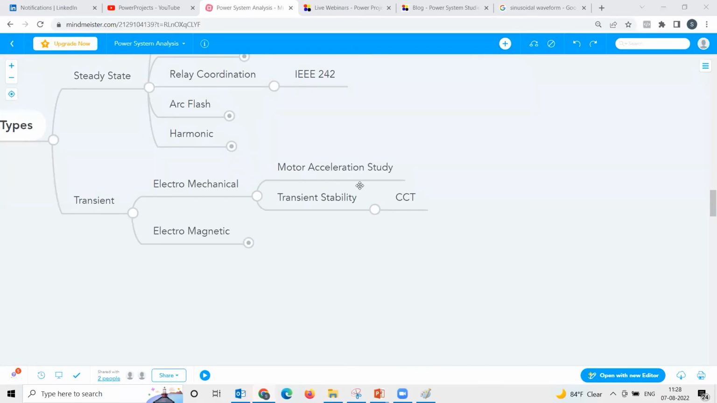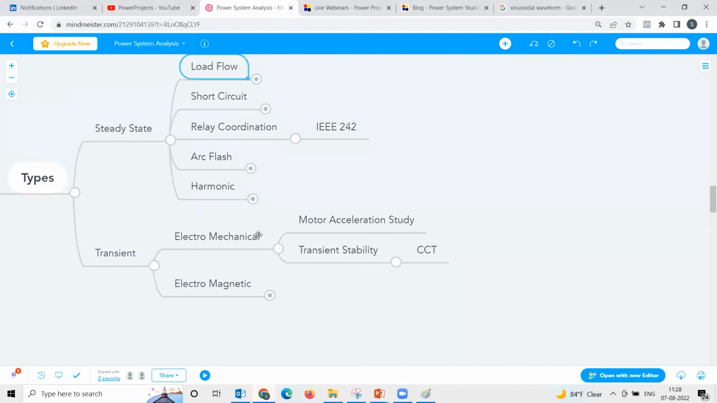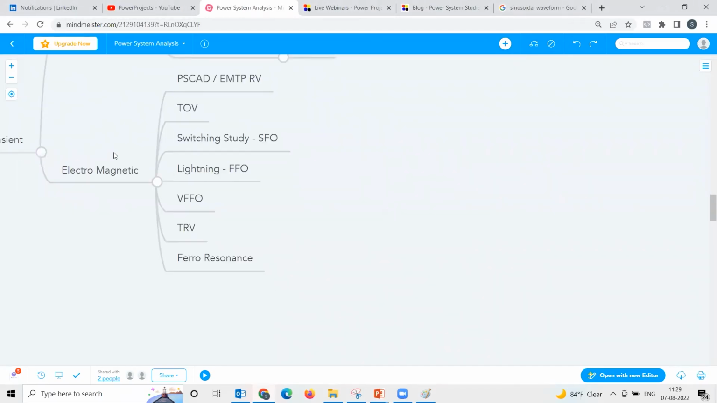And the beauty is that whatever power system simulation software you use, like ETAP, PSSE, SIME, Neplan, EC Power, SKM, MyPower, whatever tools you have mentioned in the chat, all are capable of doing both steady state analysis and electromechanical transients. What are electromagnetic transients? We have discussed that this is an interaction between electrical systems and magnetic systems. What studies come under this?